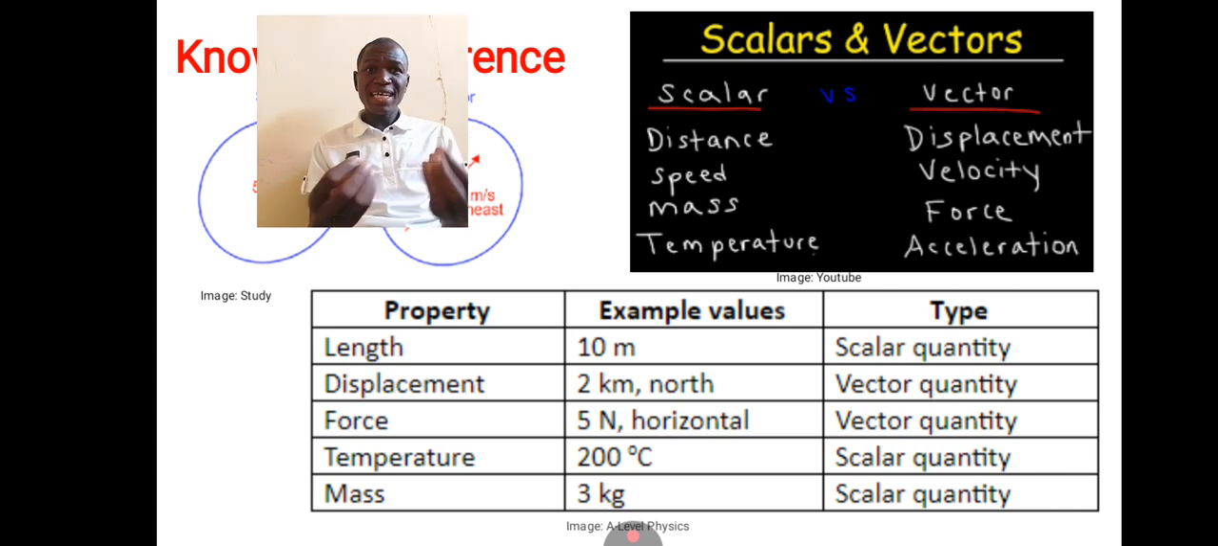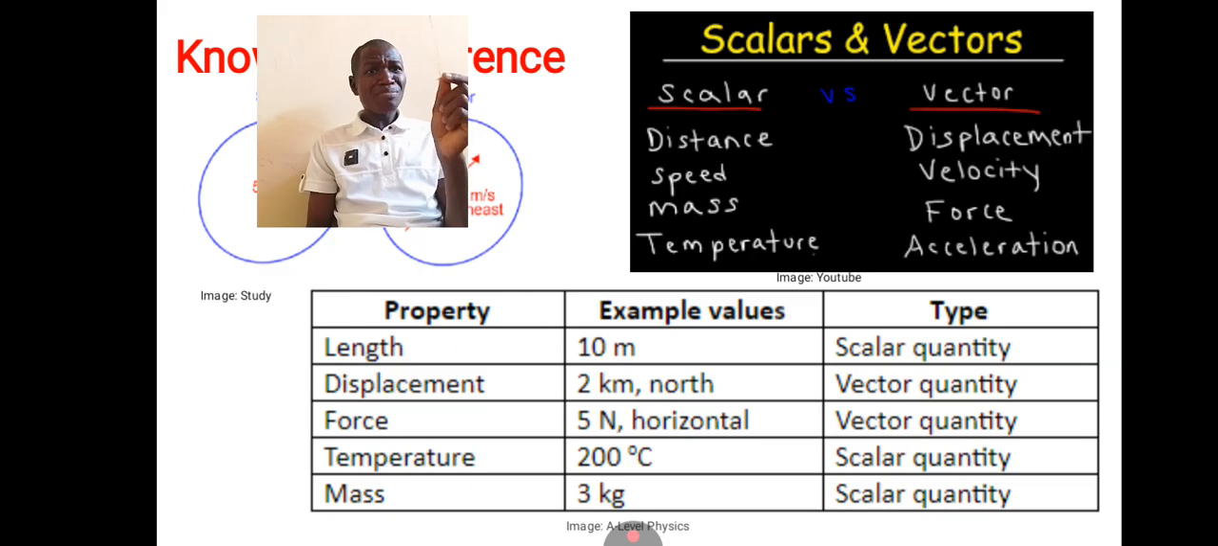All right, so under scalar, we have distance. When we are talking about distance, do you see that there is no direction, even right from the word? It has no direction. So that is what makes distance fall under scalar. Speed also has no specified direction. You just say speed of 50 meters per second. There is no direction.